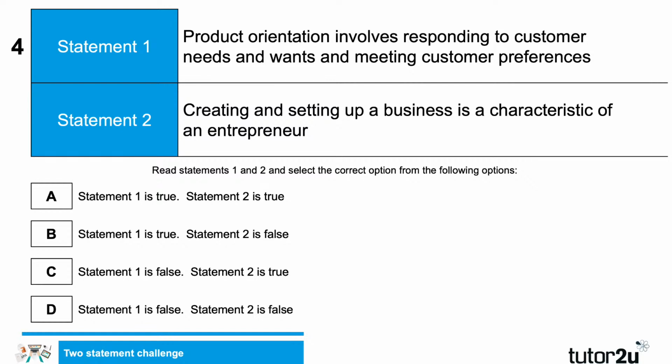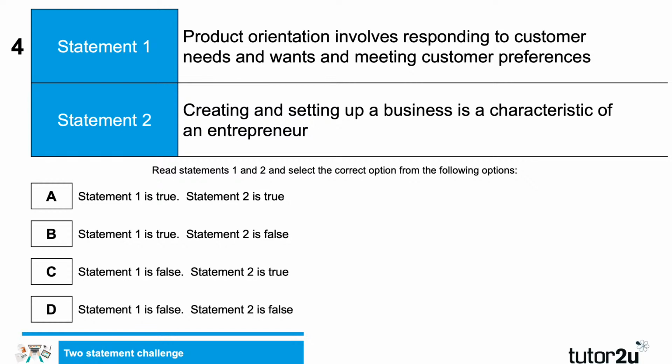So we've got 4 options there. If you believe statement 1 is true and statement 2 is true, select A. If you believe statement 1 is true and statement 2 is false, select B. If you believe statement 1 is false and statement 2 is true, select C. If you believe statement 1 is false and statement 2 is false, then you would select D. So what do we think?